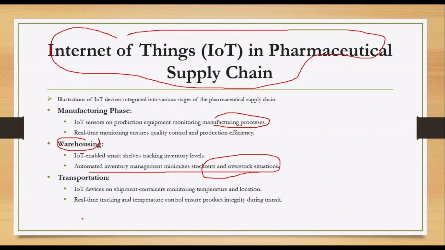Then transportation is, of course, an IoT device on a shipment. When the shipment is in transit, how do you look at it? How much temperature is there? Any disruption, any reduction in temperature, all these things can be monitored online, in a real-time situation. Sitting somewhere at the customer end, our customer can also track where the shipment is, and real-time tracking and temperature control also ensure product integrity during the transit.